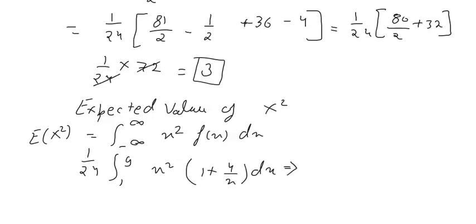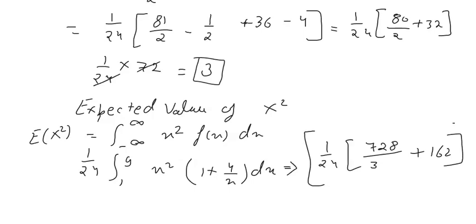Now moving further, if we solve this equation, we will get 1/24 (728/3 plus ...). This is the same procedure as we have done earlier, so there is no change. Now after equating this whole part, we will get 16.86.